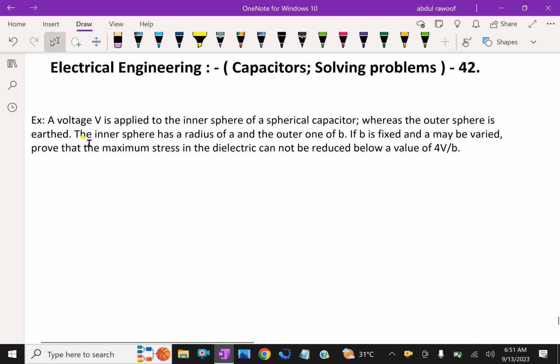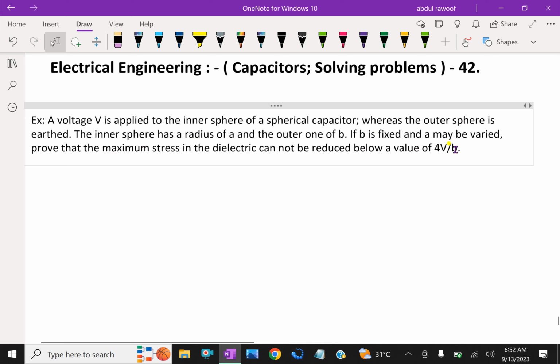Example: a voltage V is applied to the inner sphere of a spherical capacitor, whereas the outer sphere is earthed. The inner sphere has a radius of A and the outer is B. If B is fixed and A may be varied, prove that the maximum stress in the electric field cannot be reduced below the value of 4V by B.